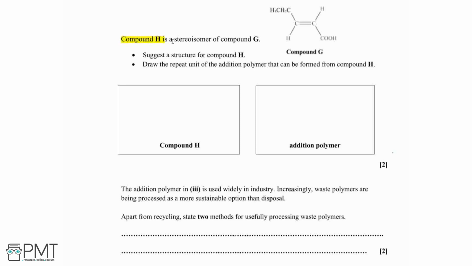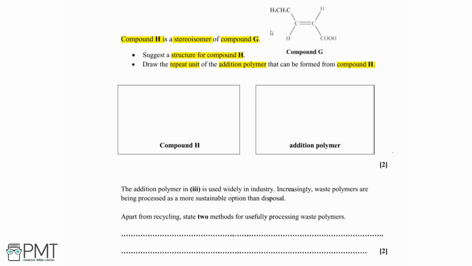Compound H is a stereoisomer of compound G, which is shown here to the right. And for this question, we need to suggest a structure for compound H and draw the repeat unit of the addition polymer that can be formed from compound H as well. So let's start with thinking about the structure of compound H.